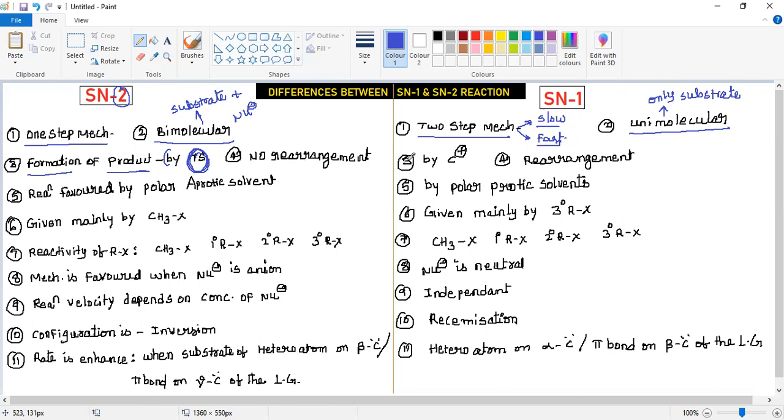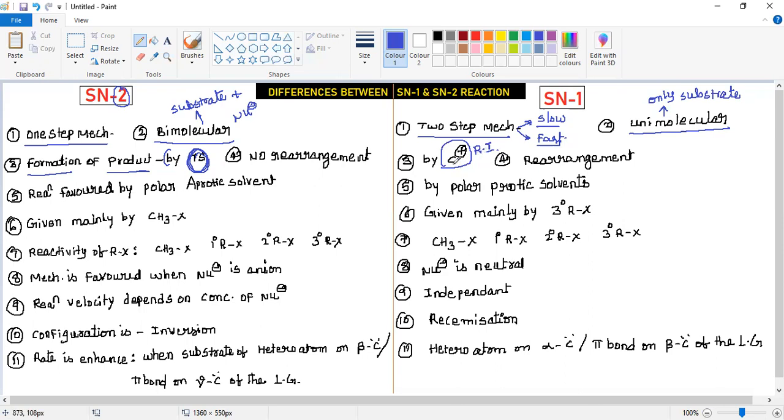Next, what about over here in SN1? The formation of the product is depending upon what? Formation of carbocation. What do we call this? Reaction intermediate. What is that? Reaction intermediate.